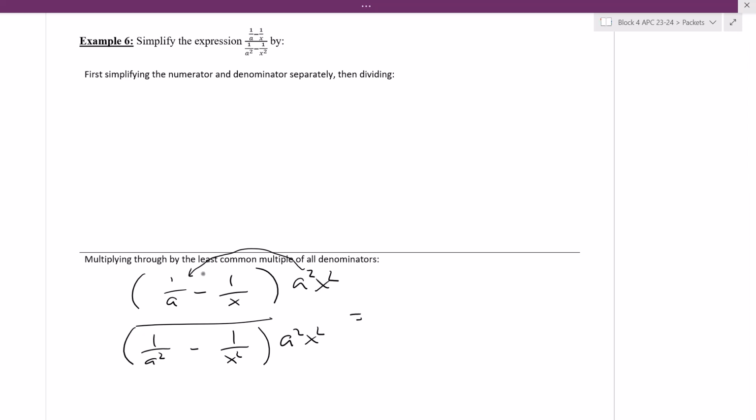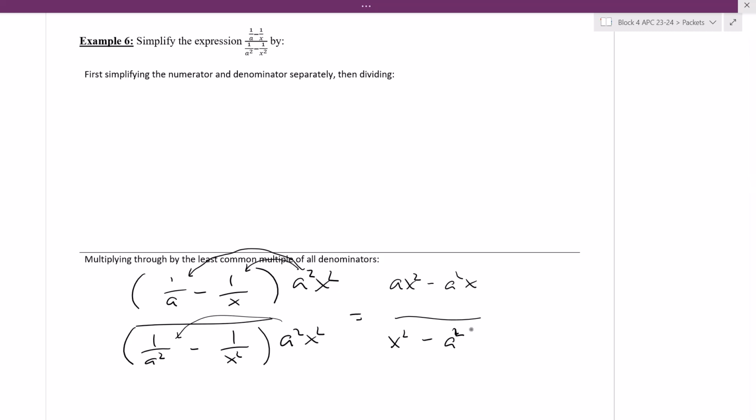So 1 over a times all that is just ax squared. This times this is a squared x on the bottom. This is x squared minus a squared. So we no longer have a complex fraction, which is great. And it's half the battle. But remember, anytime you have a fraction, it must be left in simplest form. So let's factor it and see if anything cancels.